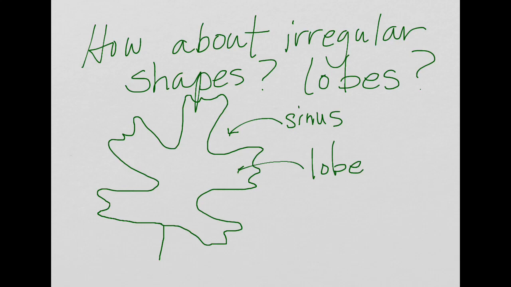There are several plants, some of the oaks have these, some of the maples, most of the maples have sinuses and lobes.